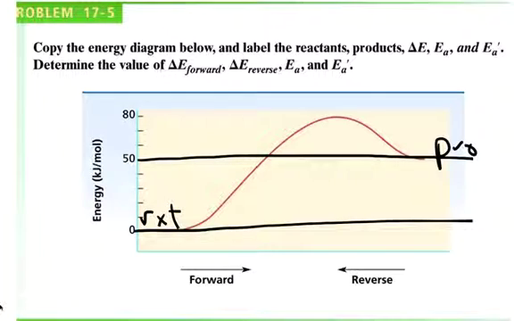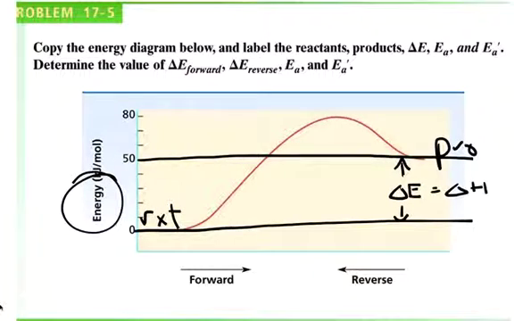Now it says copy the energy level diagram, label the reactants, the products, we did that, the change in energy. Well, the change in energy itself is right here. This is the change in energy, or again, if it's a chemical reaction, we'll probably call it the change in enthalpy. And notice this potential energy goes up. So this would be an endothermic reaction. We have to put energy into it for the reaction to occur. The products are actually less stable energetically than our reactants.